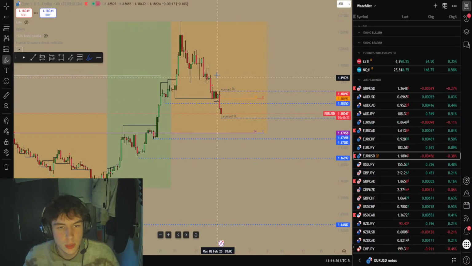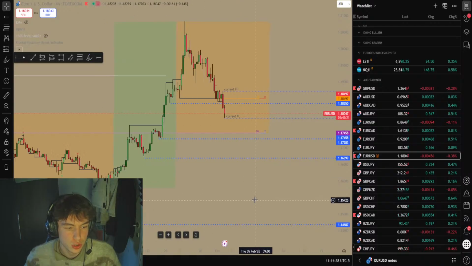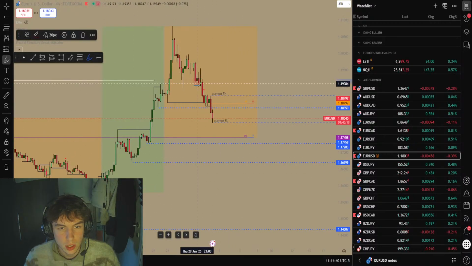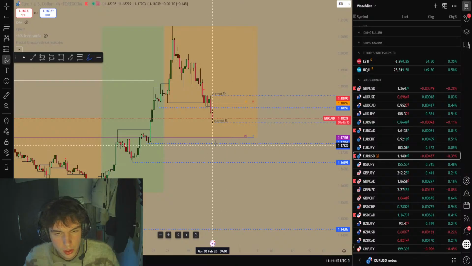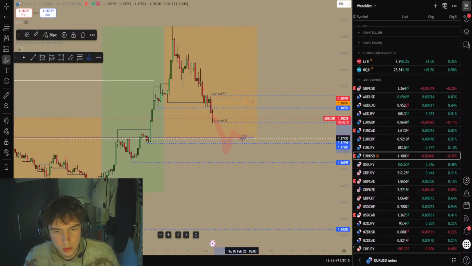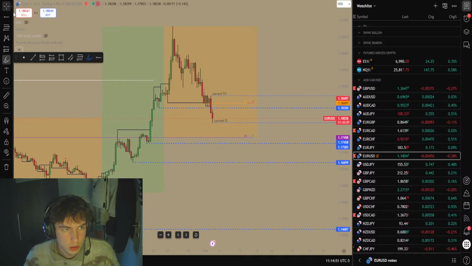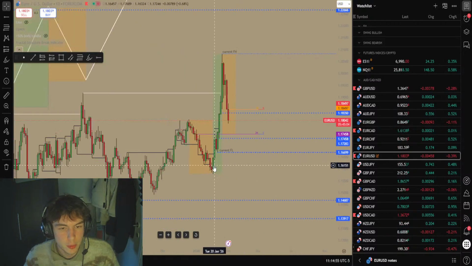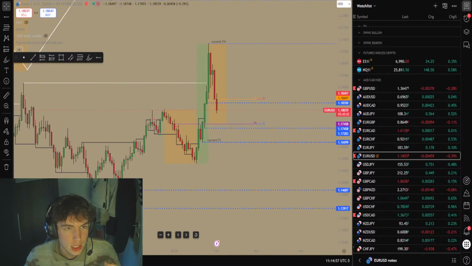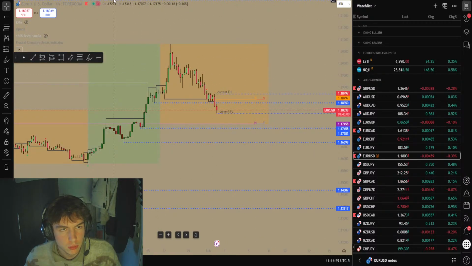The reaction needs to be a change of character on the fractal structure, right? Here you can see that we create lower highs, lower lows. Until we do not do that anymore, we create a demand zone which should be in control. So you ask yourself the question, what is in control right now? Of course, the daily is going to have more power than the 4 hour. That's why on the 4 hour, we use the fractal model.